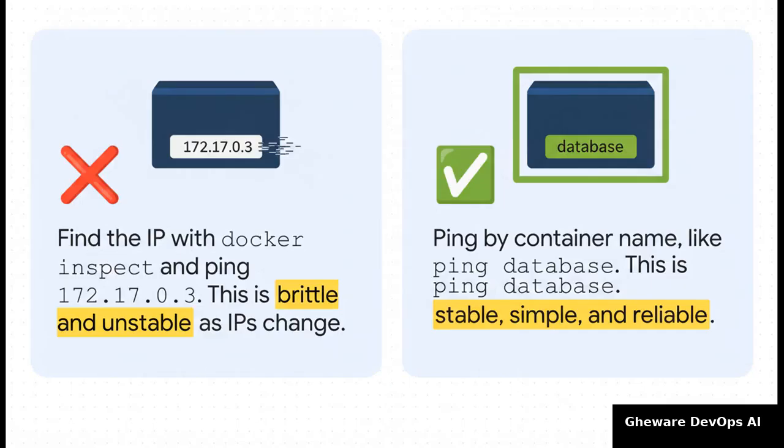Now you could get clever. You could run docker inspect, find the container's internal IP address, and ping that directly. And yeah, that'll work for a little while. But here's the killer problem. Those IPs are not stable. The next time that container restarts, it'll probably get a new IP, and your whole application breaks. What we need is to connect using a stable, simple name.